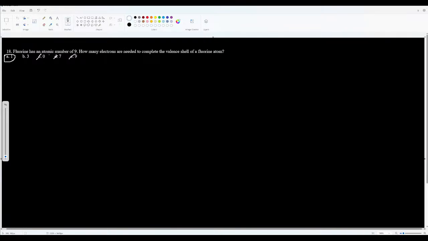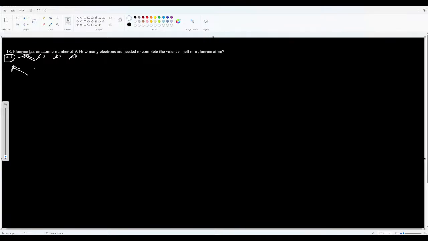0, well, fluorine is not a noble gas. It still has the one electron that it needs to pair. And 3, I don't even know where 3 came from. This is just the most wrong. 1. It needs 1 electron.